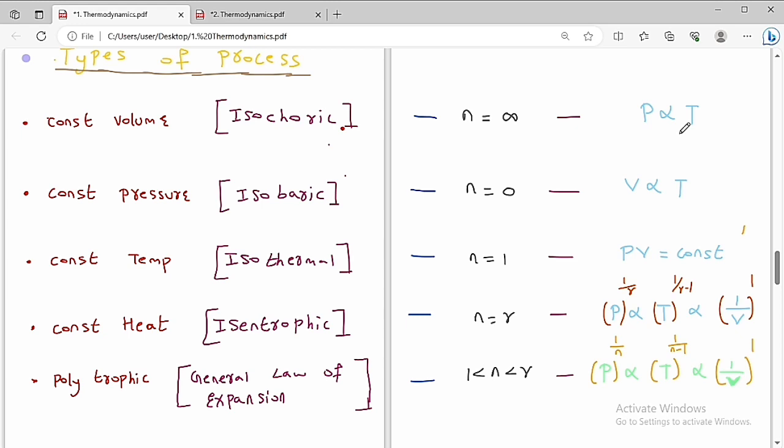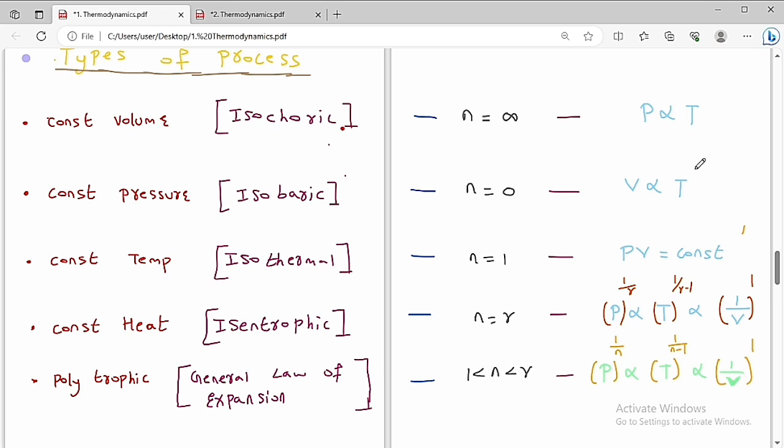So now, in the case of constant volume, volume is constant. So definitely P is directly proportional to temperature. In the case of constant pressure, the pressure is constant. If pressure is constant, definitely volume is directly proportional to temperature. In the case of the constant temperature process, it indicates that temperature is constant. So by default, PV is equal to constant, right? So these three equations we can easily get with the help of PV is equal to nRT.